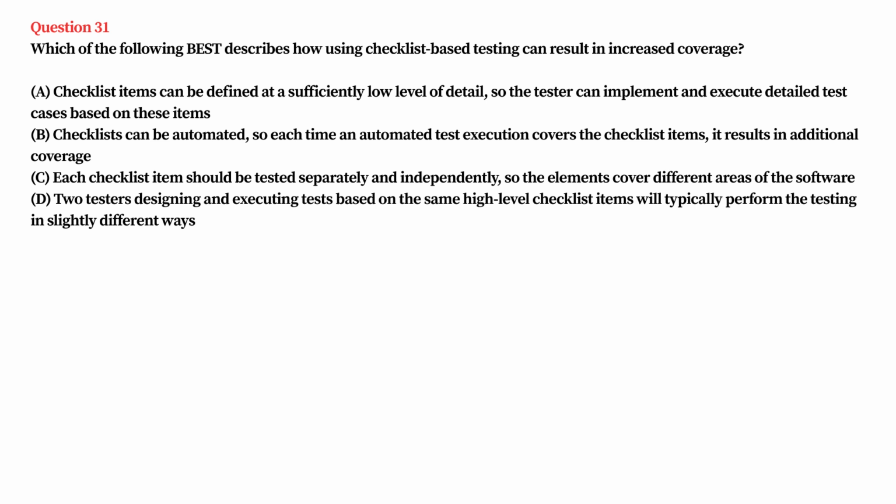Answer D is correct. If the checklists are high level, some variability in the actual testing is likely to occur, resulting in potentially greater coverage but less repeatability. If two testers follow a checklist of high-level items, each of them may use different test data, test steps, etc. This way, one tester will probably cover some areas not covered by the other tester, and this will result in increased coverage.